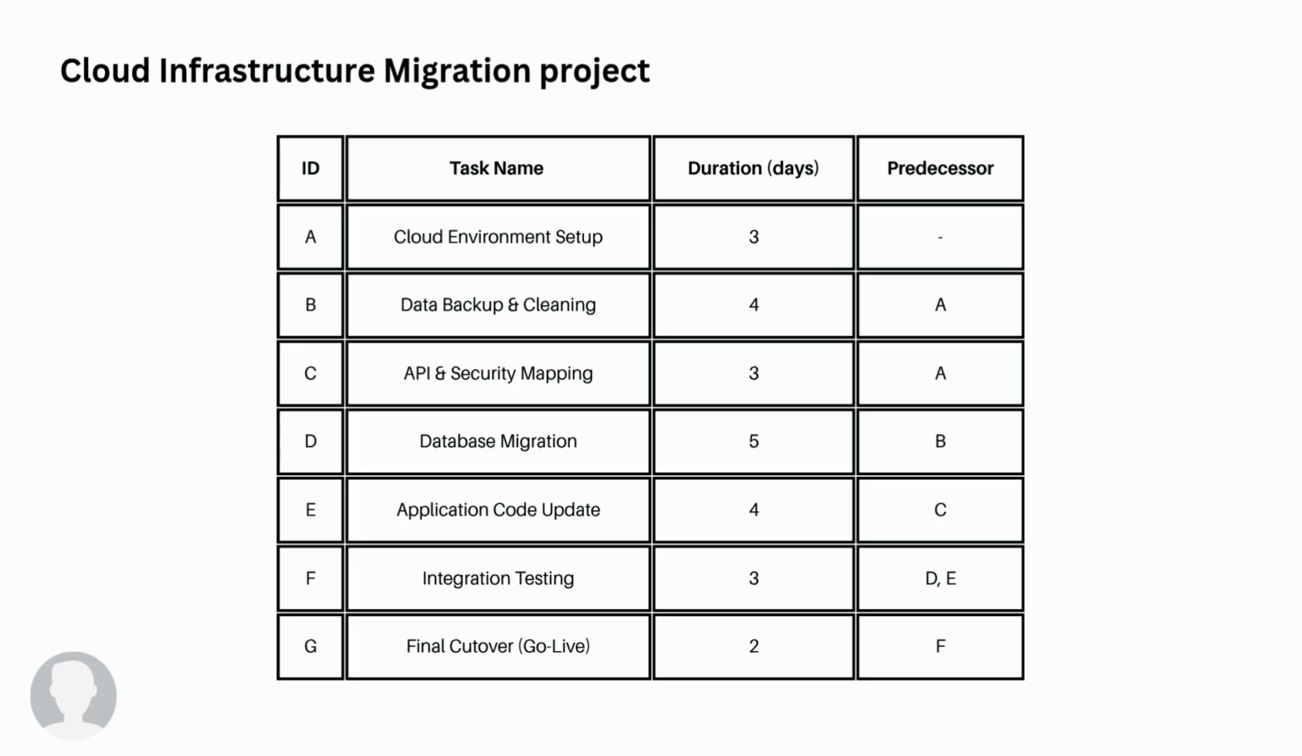This example is based on our project, which is cloud infrastructure migration. So we start with cloud setup, then data backup and API mapping. After that, we move to database migration and application updates, followed by testing, and finally the system will go live. This shows how all tasks are connected step by step.